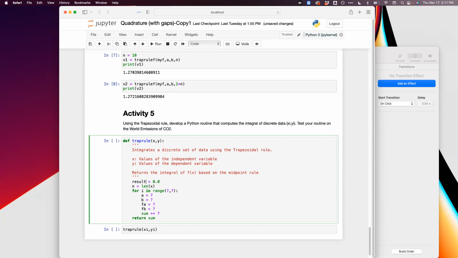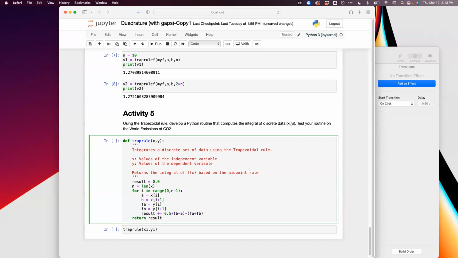Call this result. For i in range zero, starting from segment zero, segment one, segment two, to n minus one, because if I'm starting from zero, the last segment has index n minus two. With range, you go to n minus one, because range is going to stop at the end point minus one. Now, why do I start my range from zero? Because it makes my indexing of the arrays simpler, because all Python arrays are zero based. So when I access x i for the first i, I'm accessing the first point x zero. Now for interval i, the left point is x i and the right point is x i plus one. fa is y i and fb is y i plus one. And then you simply apply the formula 0.5 times b minus a times fa plus fb, and then add it to the result.